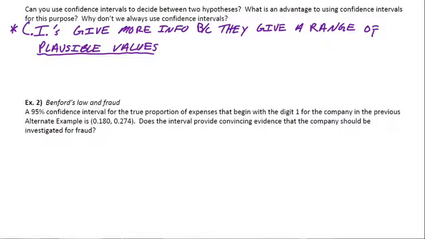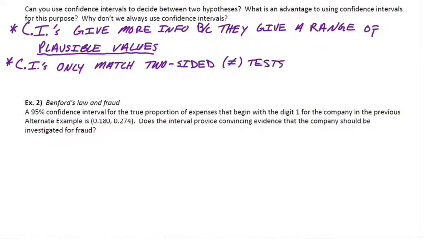Can you use them if you're comparing hypotheses? Yeah, but confidence intervals will only match with that two-sided hypothesis test, right? Confidence intervals will only match the two-sided one. It can't do just greater than or just less than. So it can only do the symmetric one, the not equal to kind.